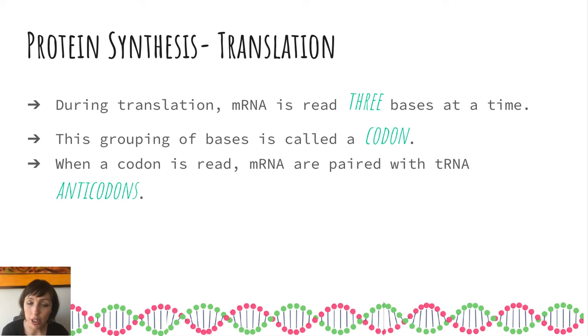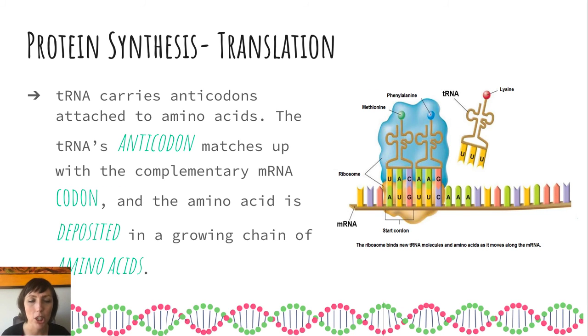Okay, so during translation, that mRNA, which holds the instructions from DNA, is read 3 bases at a time. Okay, and this grouping of those nucleobases is called a codon. And when a codon is read, mRNA codons are paired with tRNA anticodons. Okay, so let me show you a picture of that. So here you have your ribosome. Here's your mRNA. And the mRNA is just a sequence of letters. If you think about it like a sentence is just a sequence of letters.